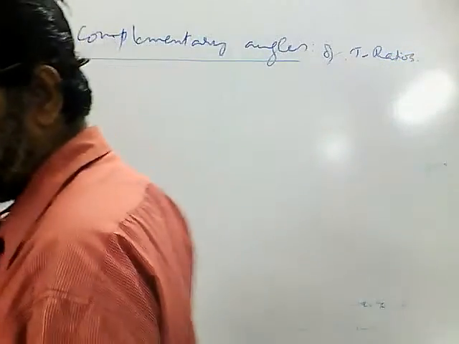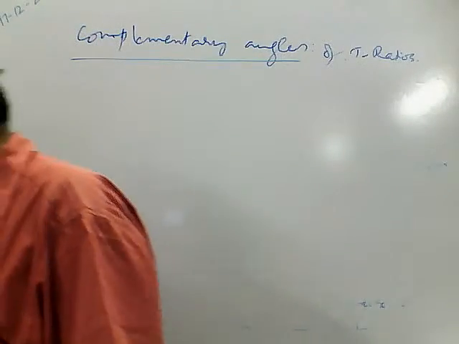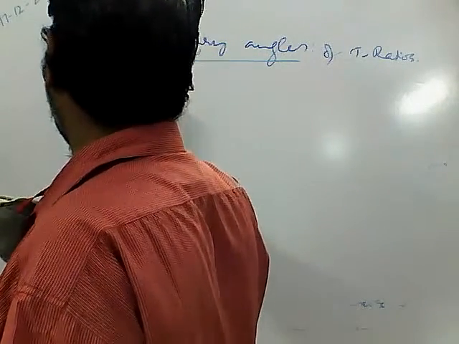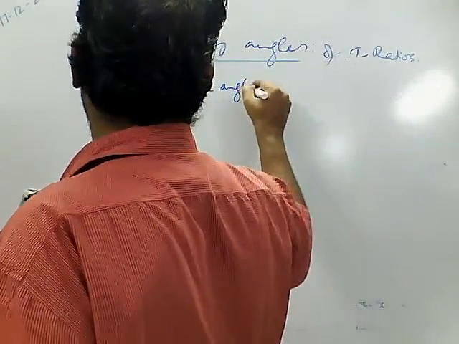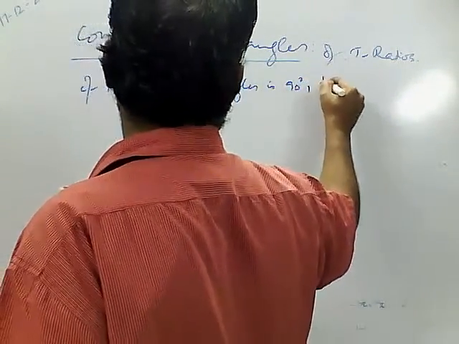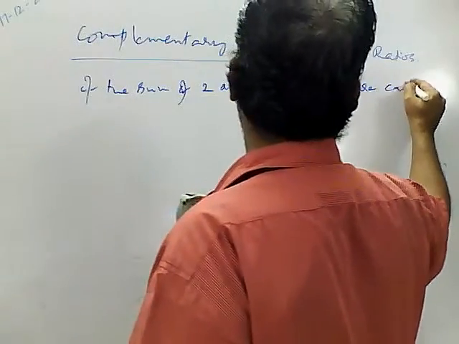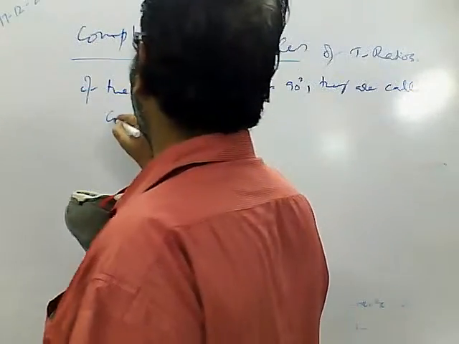If the sum of two angles is 90 degrees, they are called complementary angles.